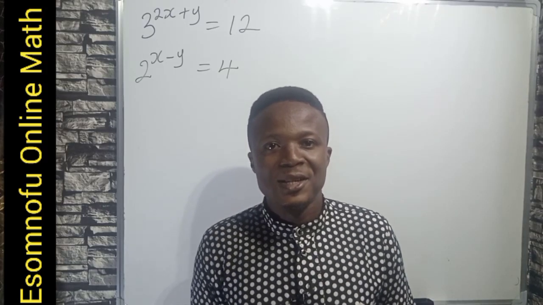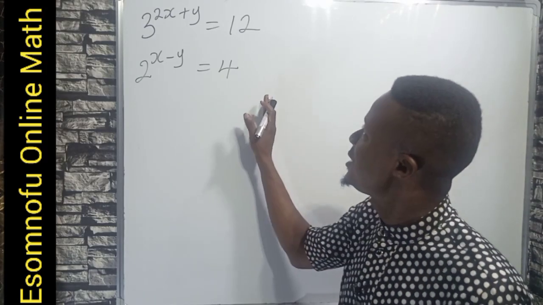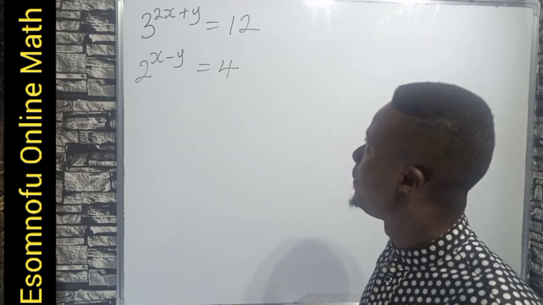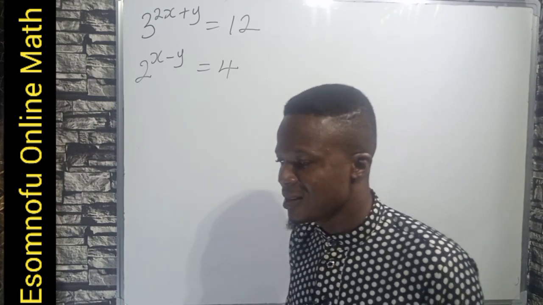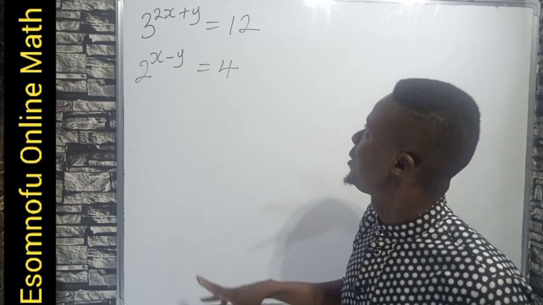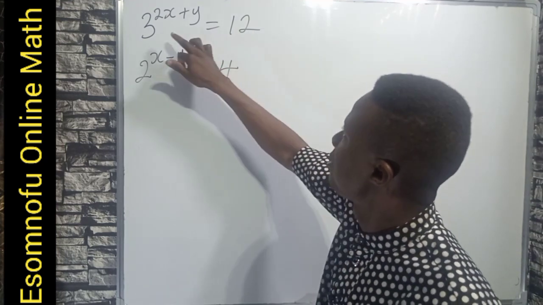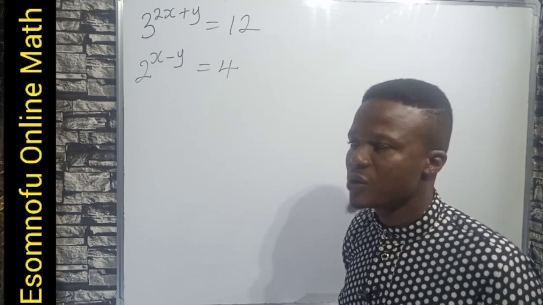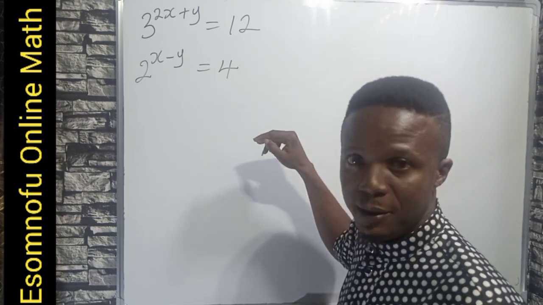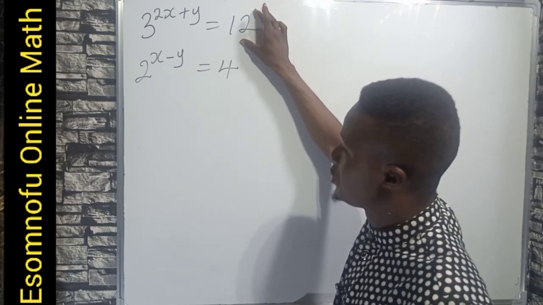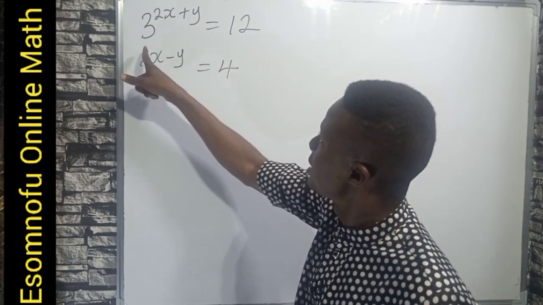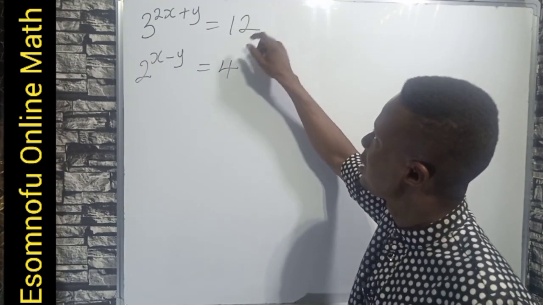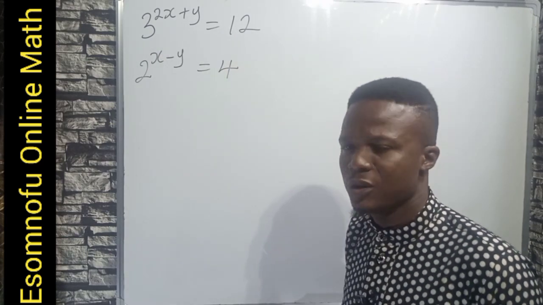Hello friends, in this video I'm going to provide a solution to this simultaneous equation, which is in index form. To solve something like this is not a big deal. If you look at the first equation, where you have 3 to the power of 2x plus y is equal to 12, you understand that it is impossible to find any number that will be raised to any power to give 12. Since the base on the left hand side is 3 and the number here is 12, you cannot raise 3 to any power to get 12, so it's impossible.